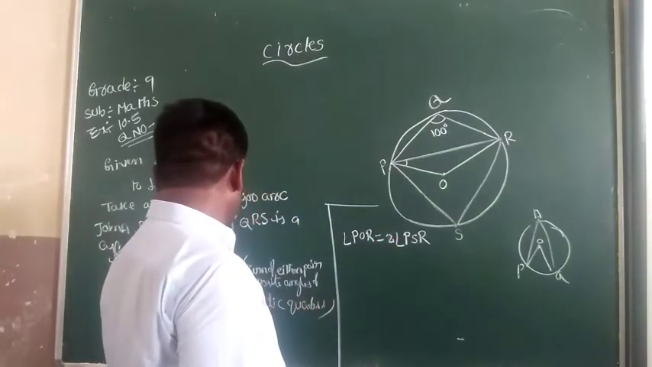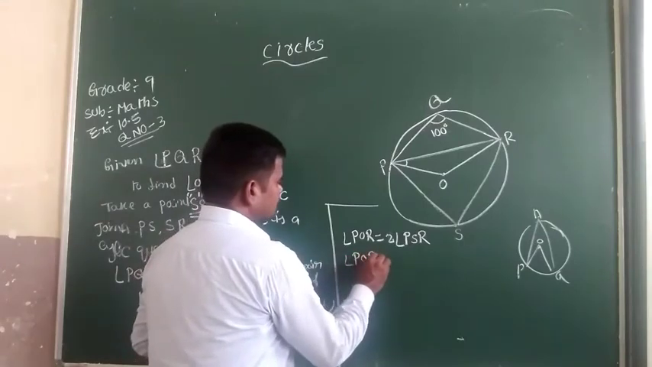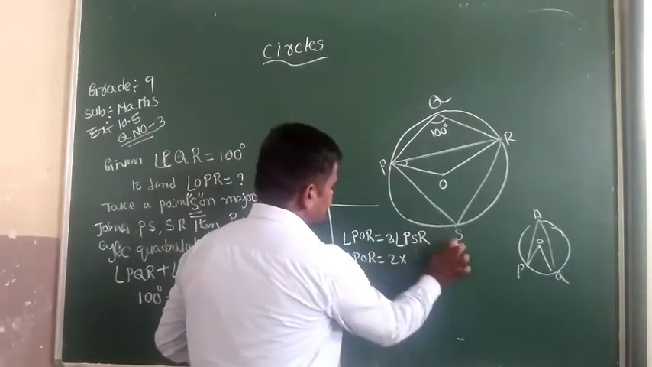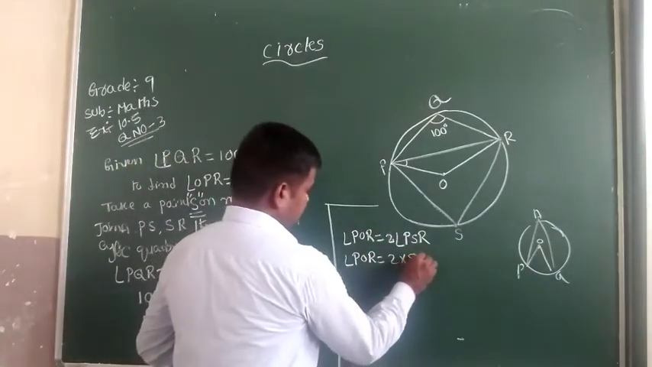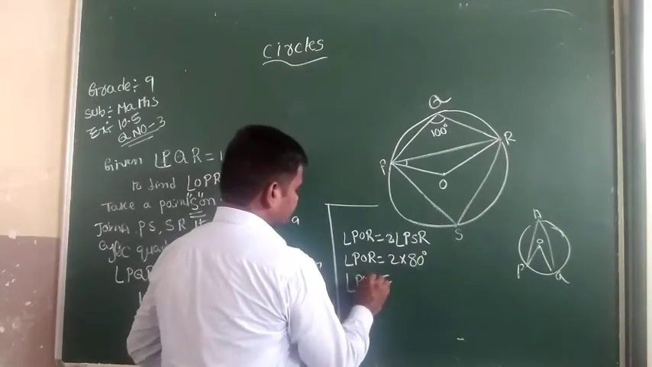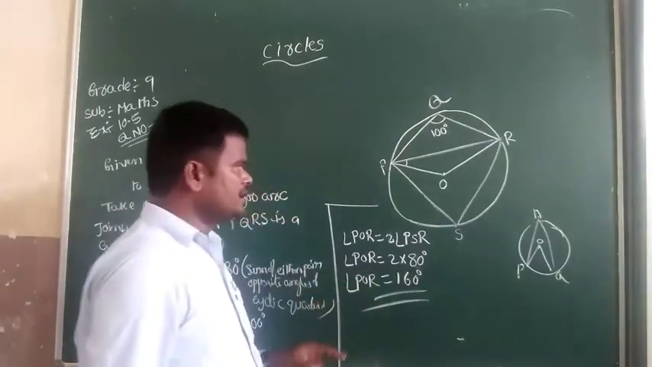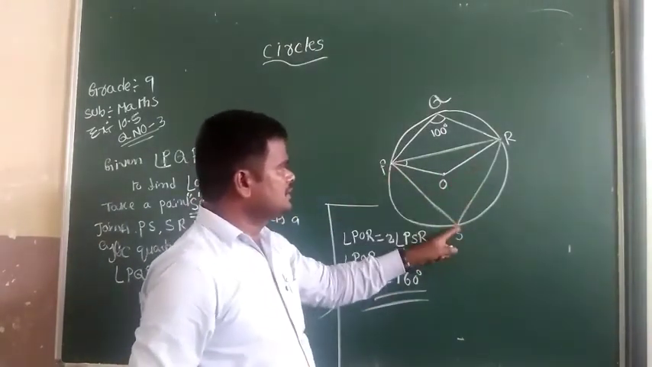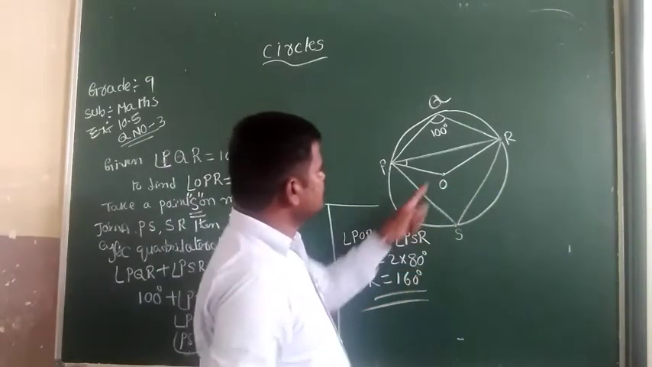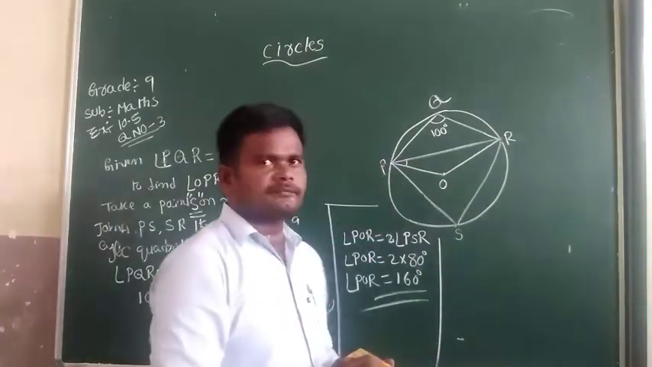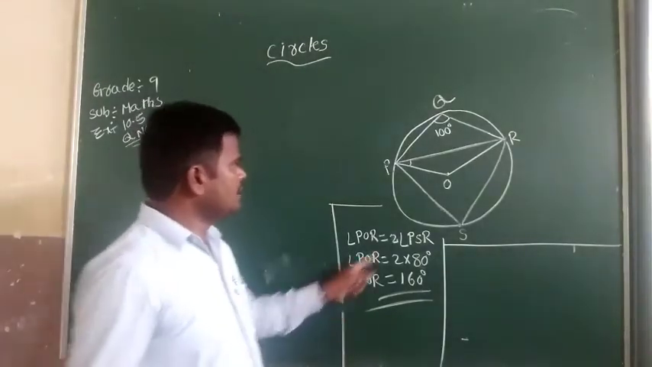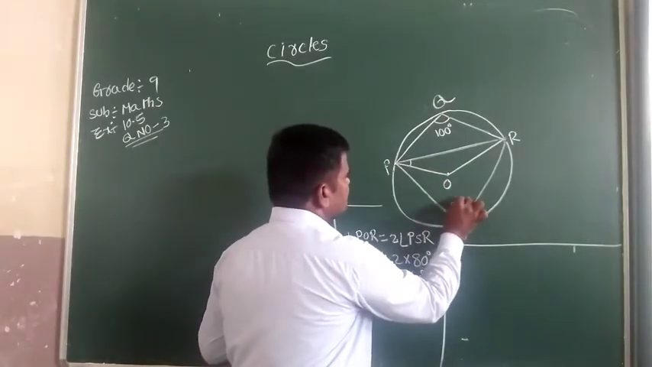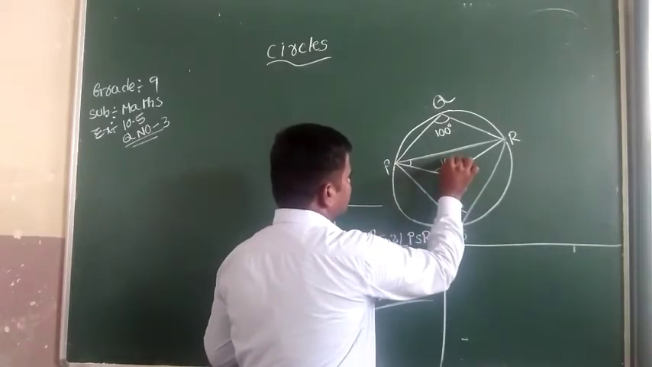So angle POR equals 2 times angle PSR, and angle PSR equals 80 degrees. So angle POR equals 160 degrees. We know that angle POR equals 160 degrees.